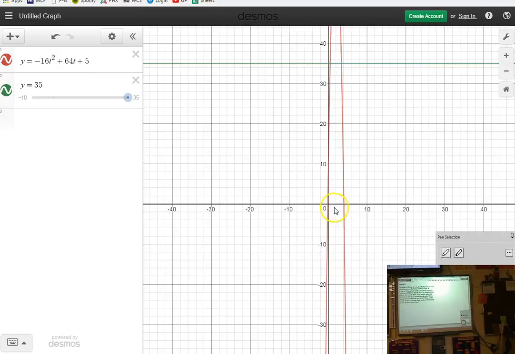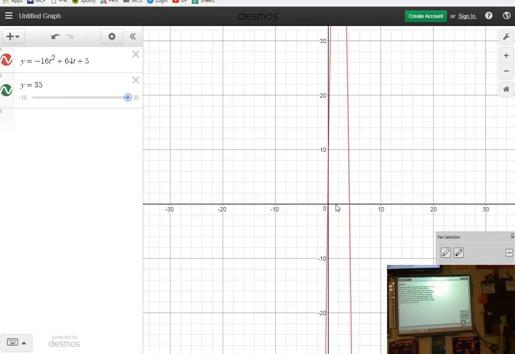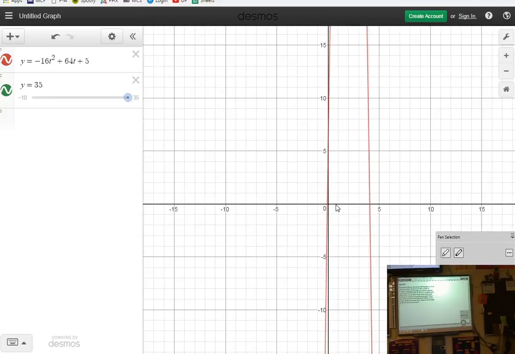Here's the other way that your graphing calculator is kind of better than Desmos. When you're working in Desmos, you can only change the zoom consistently. I can't change my X zoom and my Y zoom differently, so it makes it kind of difficult.